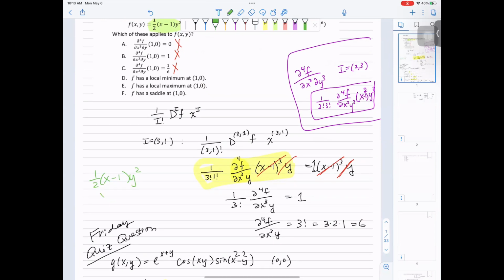Well, what happens as x increases? As x increases, these numbers keep getting bigger and bigger, right? Because if x is 9, then 9 minus 1 would be positive 8. But if x is 100, this becomes 99 y squared. If x is 1,000, this is 999 y squared. So it keeps getting bigger and bigger. As x increases, f gets bigger.